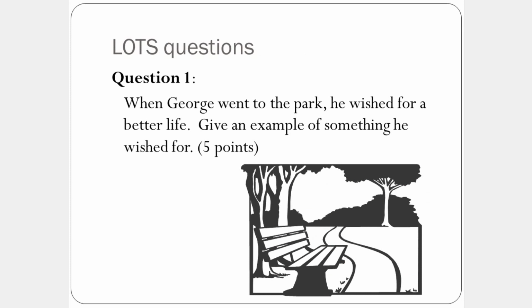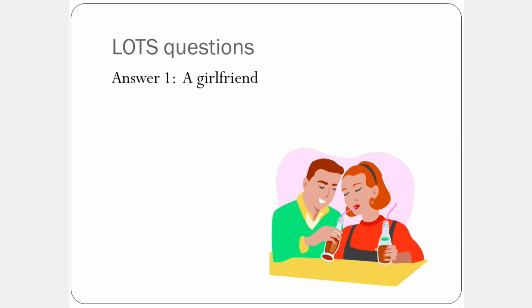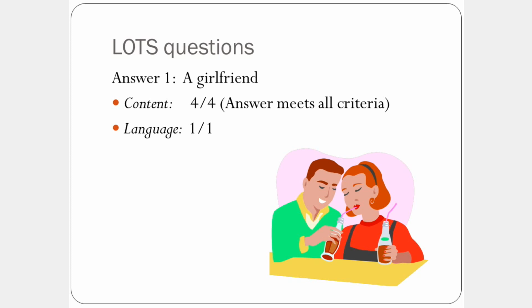So for the first question, when George went to the park, he wished for a better life. Give an example of something he wished for. The first answer is a girlfriend. The content is totally correct. The answer meets all the criteria. That is what you see on the rubric. Language is full points, total of 5 points for that question.